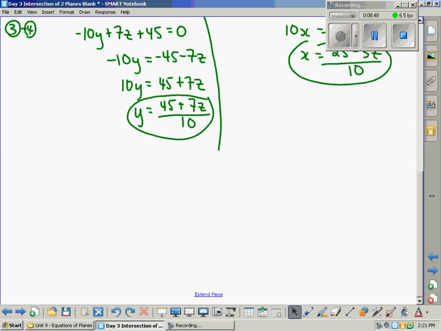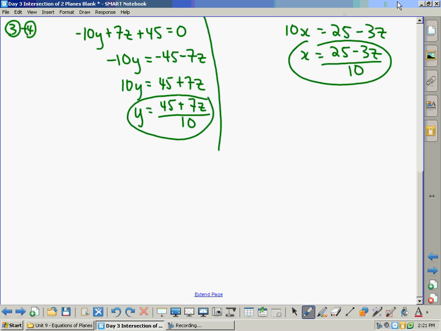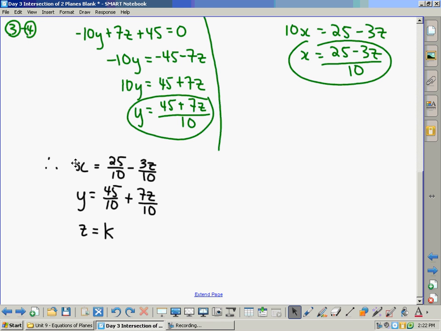So, if I put all these together, I'll get an answer like this. X equals, and I'm going to divide each term by 10, so it'll be 25 over 10 minus 3z over 10. The y, again, divide each of them by 10, so it'll be 45 over 10 plus 7z over 10. And the final one is z equals k, so I should have written these with k's.